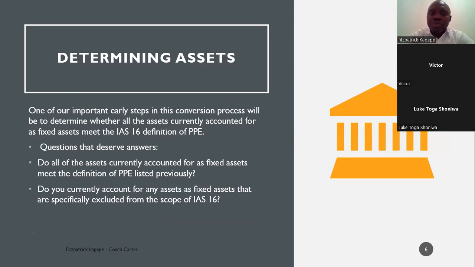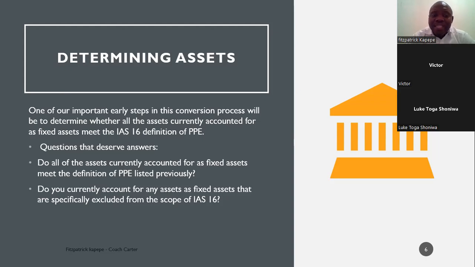So we now go to determining assets. How do we determine these assets? There are some questions that deserve answers. One is, do all of the assets currently accounted for as fixed assets meet the definition of property, plant, and equipment listed previously? Do you currently account for any assets as fixed assets that are specifically excluded from the scope of IAS 16? We'll be answering these questions.